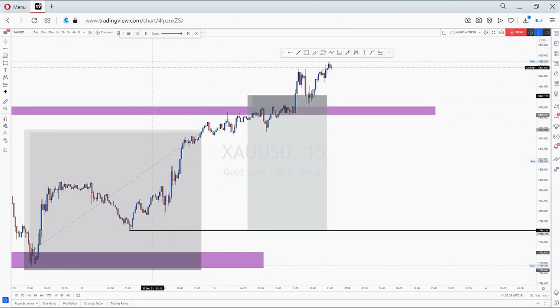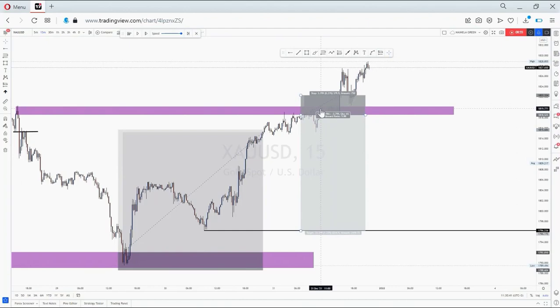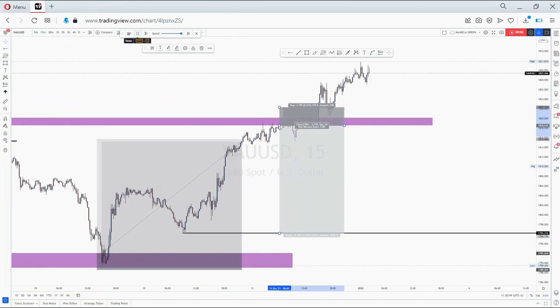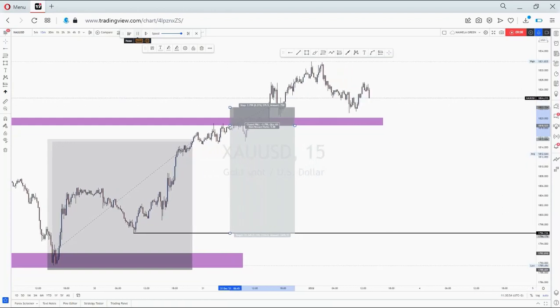Okay, as you can see, this order block failed. They went through the order block. So we lost this trade here, right? Then we're gonna leave it and let's play the market. The market is still trying to push up, then it starts to go down.